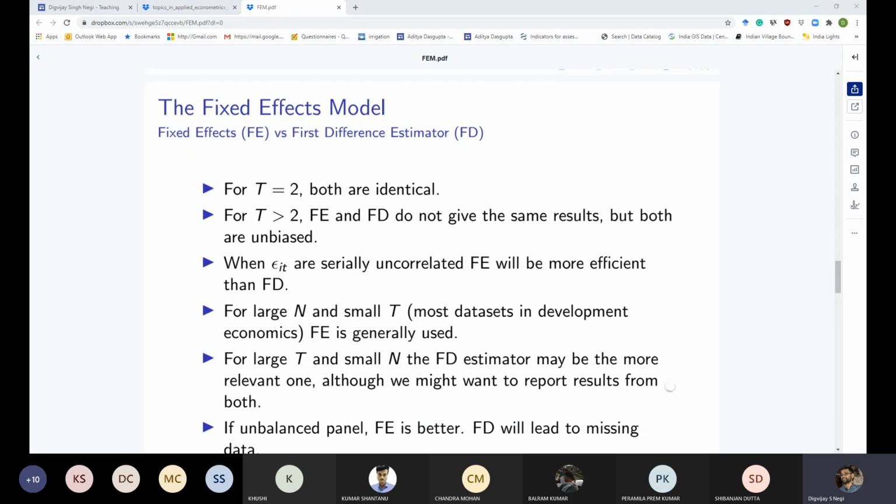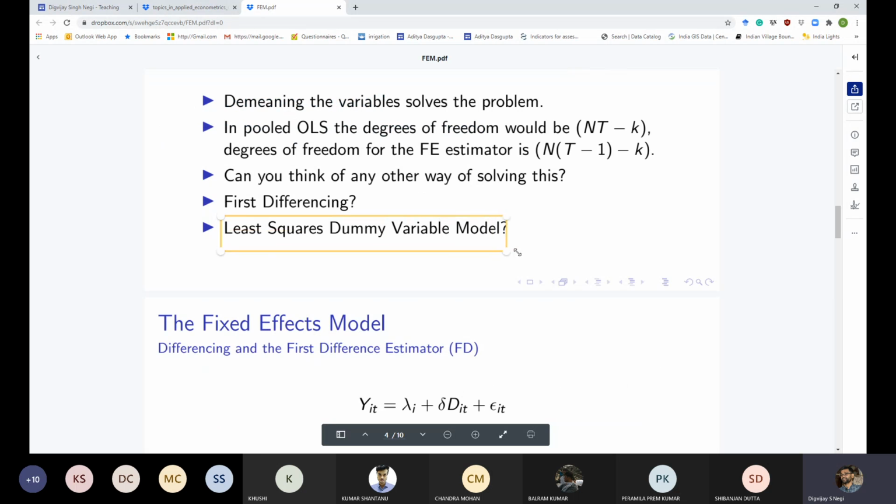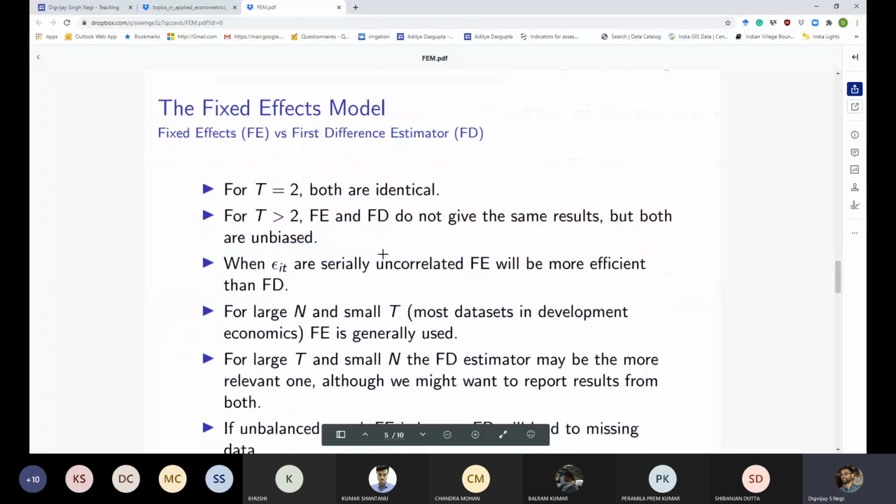Okay, so we talked about two estimators which we are going to use, which are relevant for this particular course, the fixed effects and the first difference. And remember, the fixed effects estimator, or the within estimator, is equivalent to having dummy variables for all those fixed effects. So that's equal.